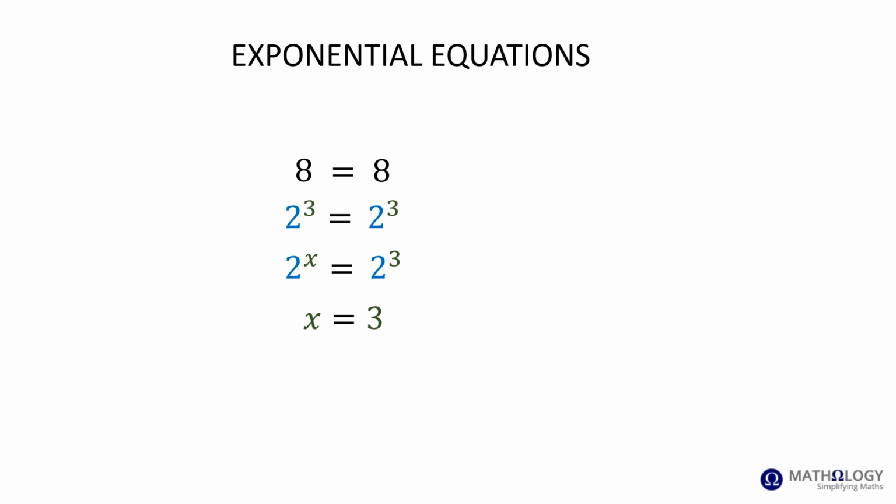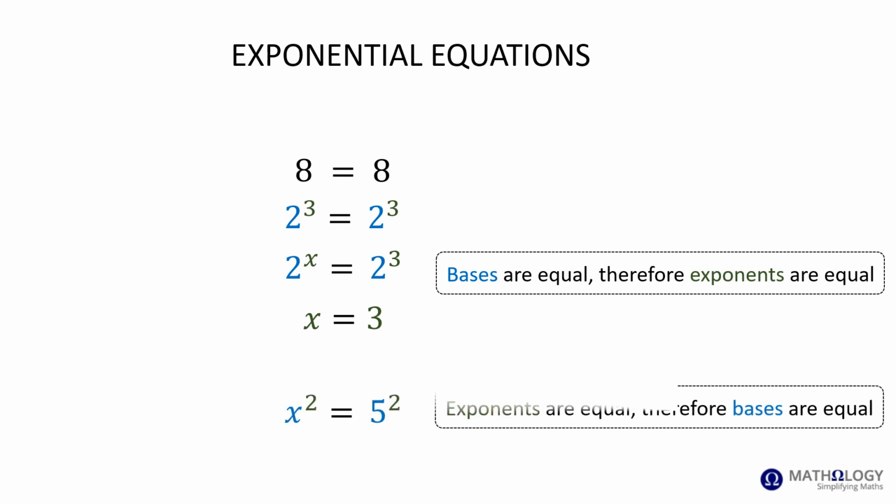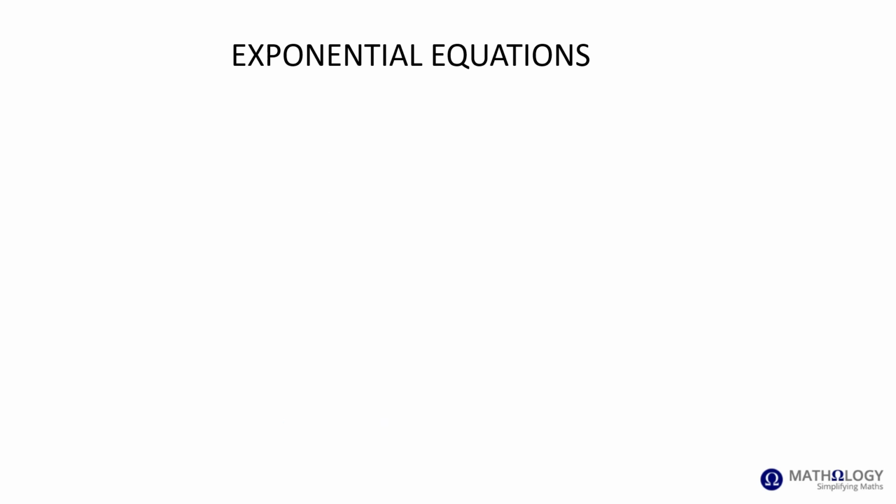In other words, to solve an exponential equation, we aim to have single powers on either side of the equation, where either the bases are equal, in which case we equate the exponents, or the exponents are equal, in which case we equate the bases.